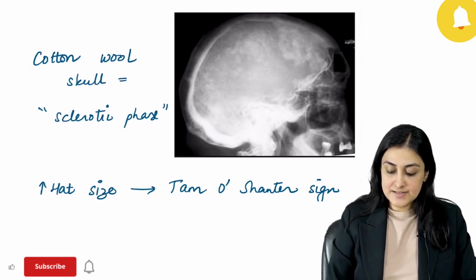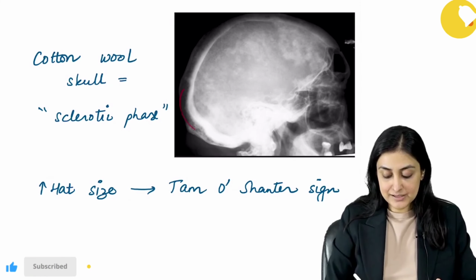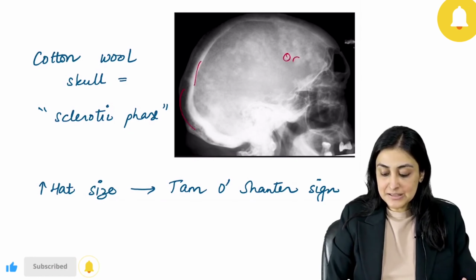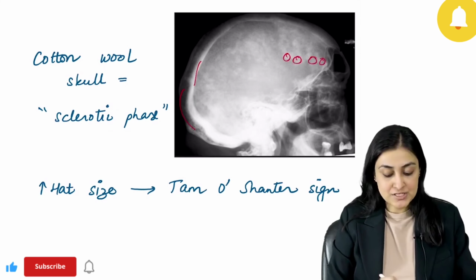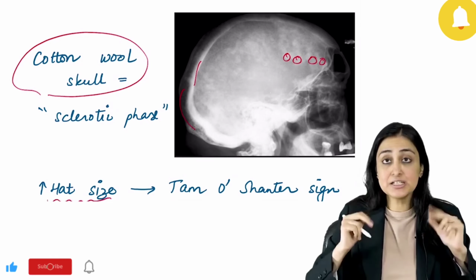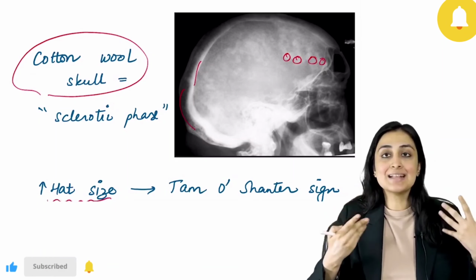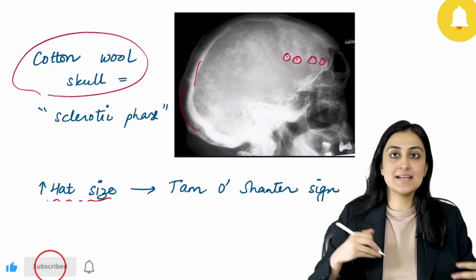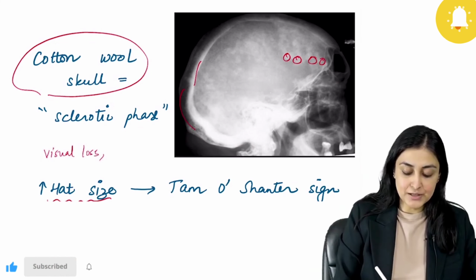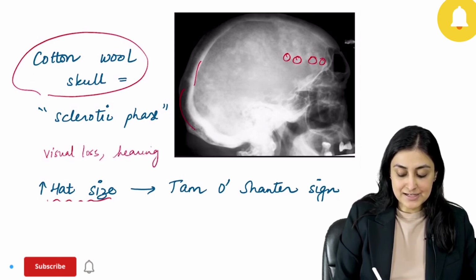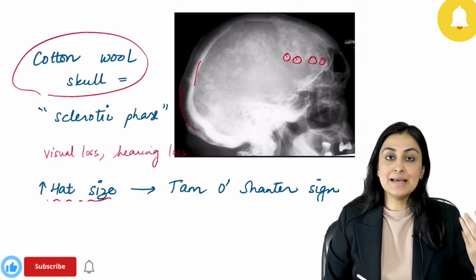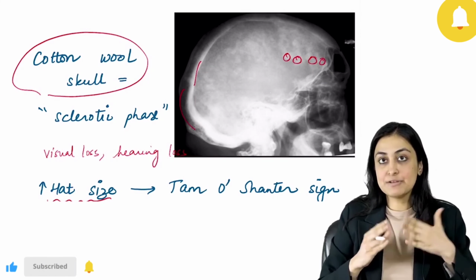So here you can see that the skull is markedly enlarged. Look at this calvarium, it's thickened, and you are finding these multiple white sclerotic spots which are called cotton wool skull. And again, you would have this typical description that the person says my head size is increasing, my head is growing in size, or he could also tell you that I am having visual loss, I am having hearing loss, because his nerves are getting compressed, cranial nerves are getting compressed, whether it's the optic nerve or the 8th cranial nerve, they're getting compressed at the foramina.